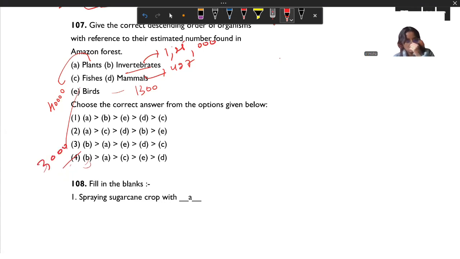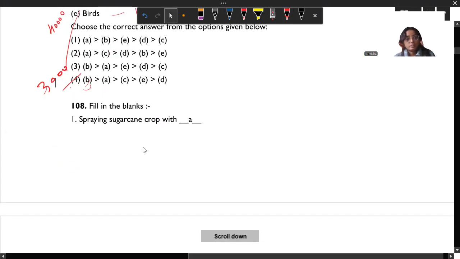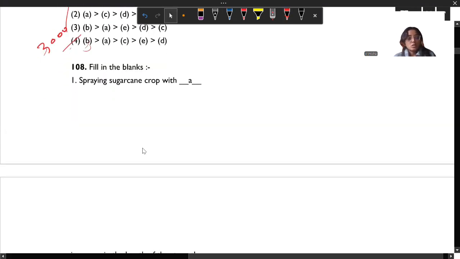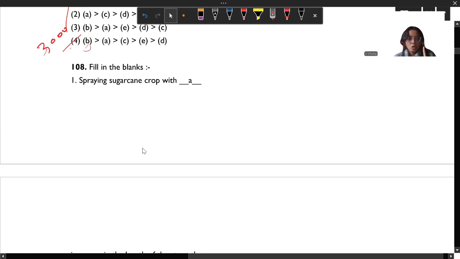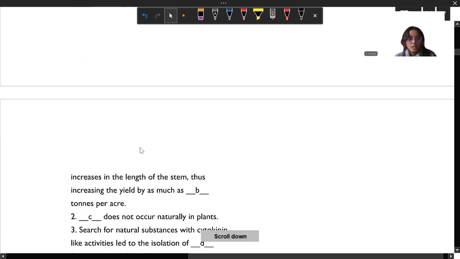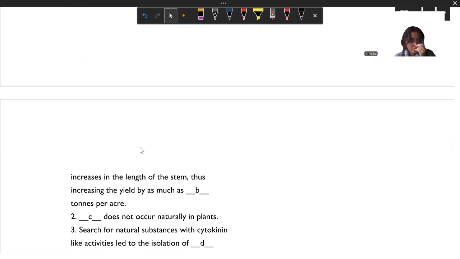Okay. So this is a very easy question, completely fact-based. Question 108. What is question 108 saying? It is a fill in the blanks type question. You have to just fill in the blank. Spraying sugarcane crop with what? With dash increases the length of the stem, thus increasing the yield as much as dash tons per acre. This is direct from NCERT.